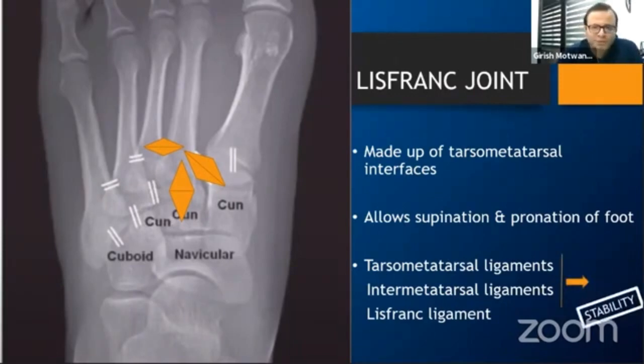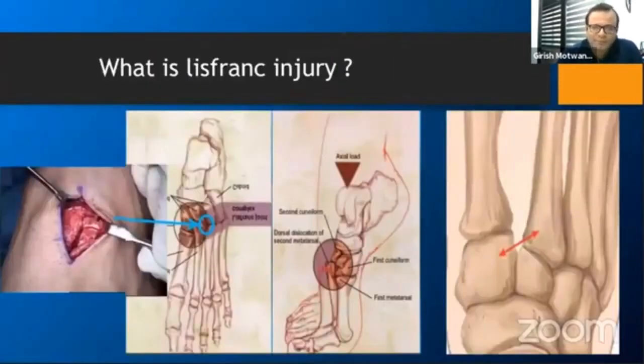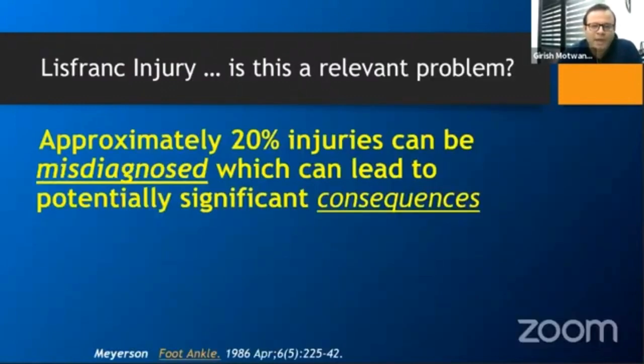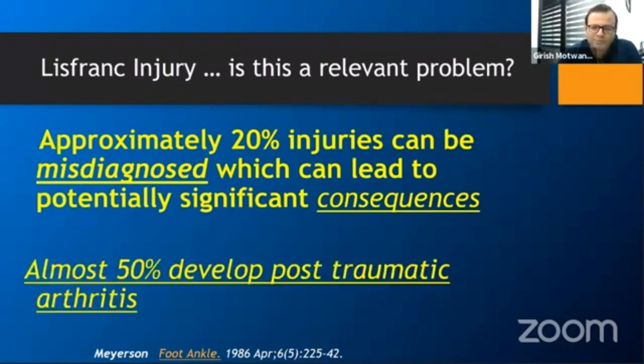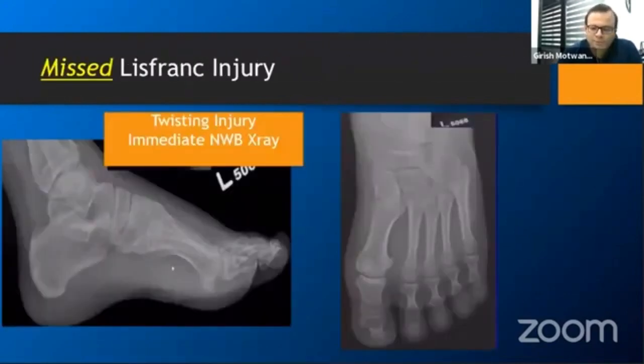So how does the Lisfranc injury happen? We know that this is a forced plantar flexion injury, an axial load on the forced plantar flexed foot, which allows dorsal subluxation of the base of the second metatarsal, a very stabilizing structure in the midfoot. And what happens if you miss it? Unfortunately, 20 to 30% of the time it is misdiagnosed and missed on the plain X-ray, and 50% of the time you may get post-traumatic arthritis. So this is a relevant injury, and you should always look for it to diagnose it and not miss it.